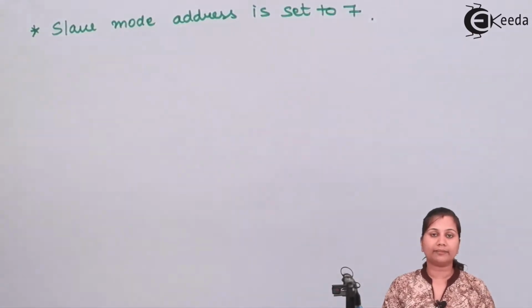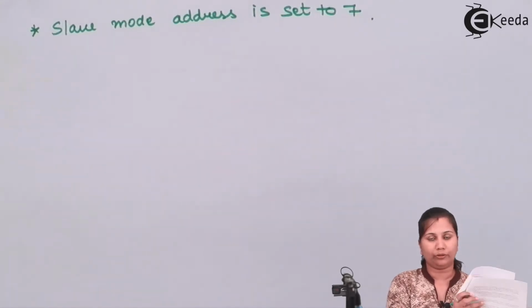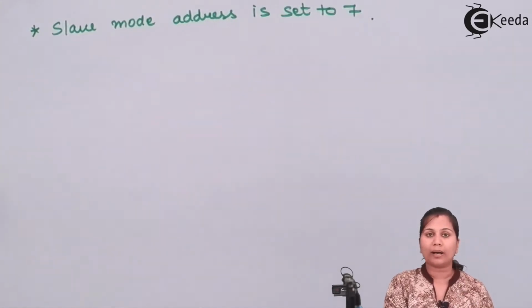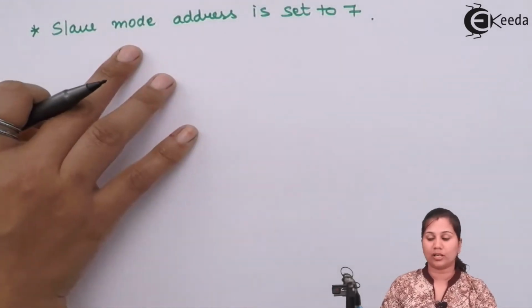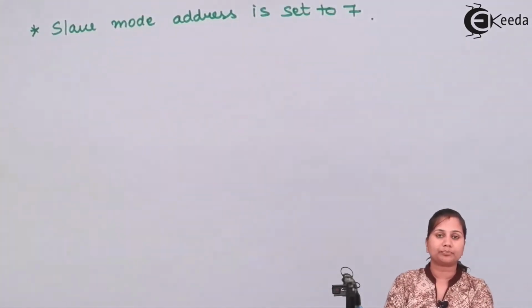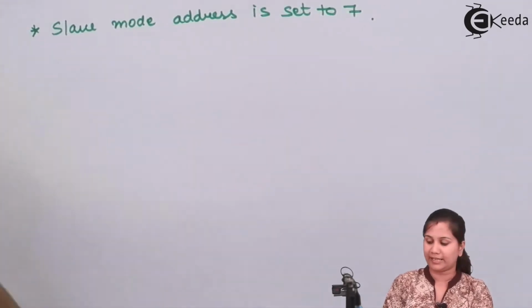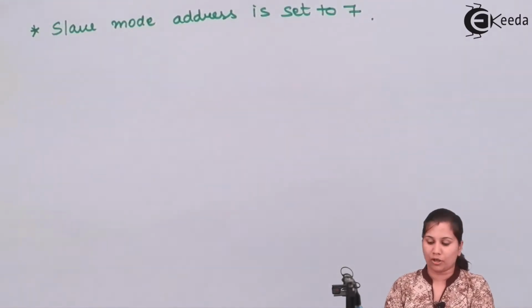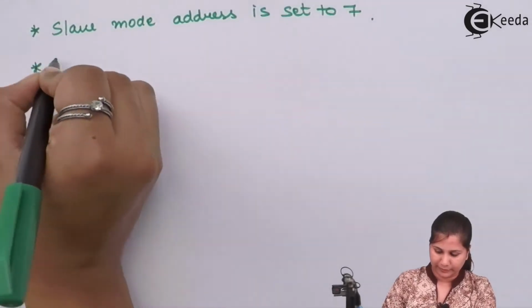Now when one or more 8259 ICs are connected, one IC will act as the master 8259 and the others will act as slave 8259 ICs. So in the slave mode, the address is set to 7. Okay, so the master IC will be given a fixed address at the time of initialization. It is set to 7. So this is fixed by default.